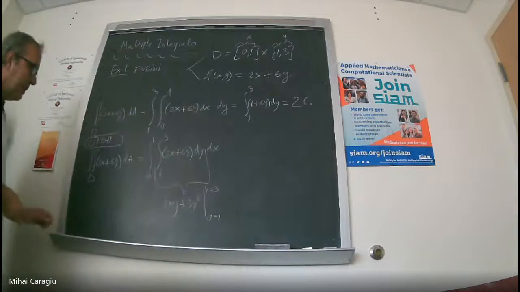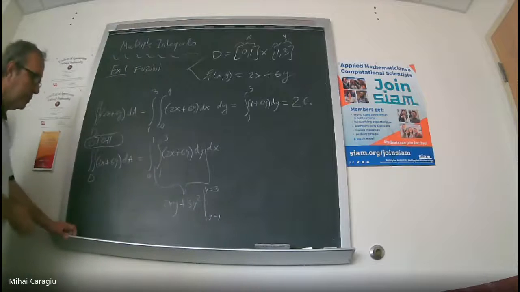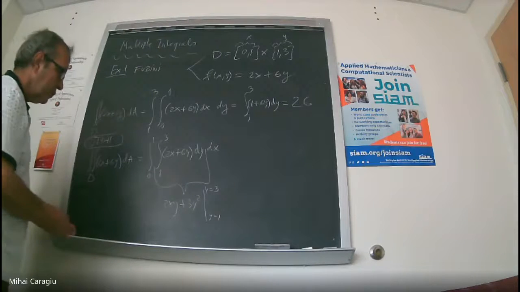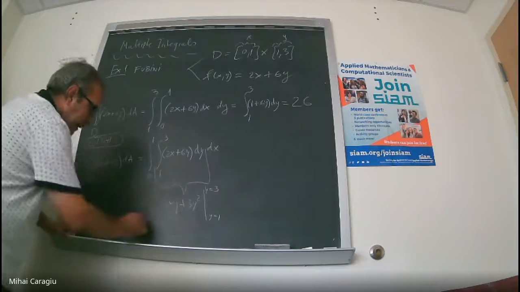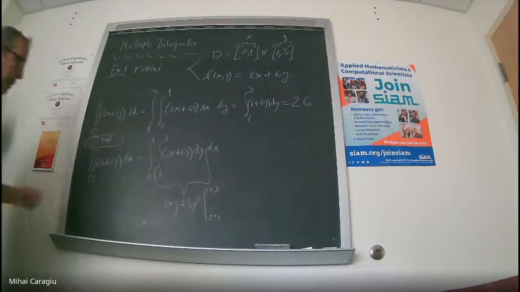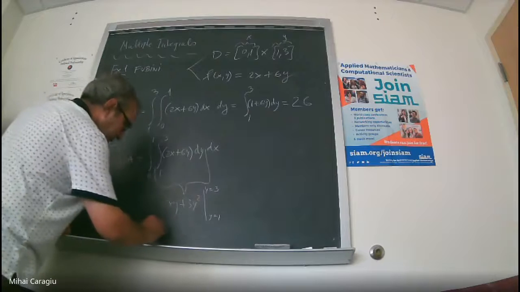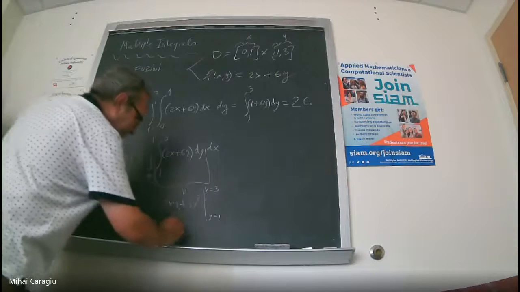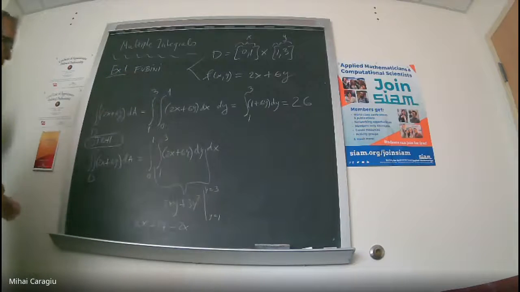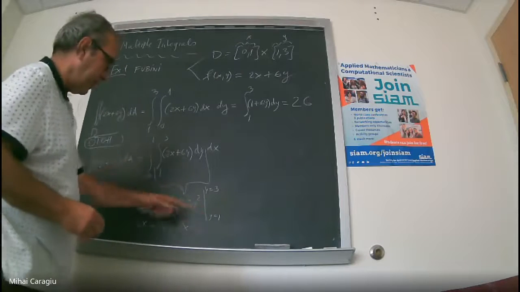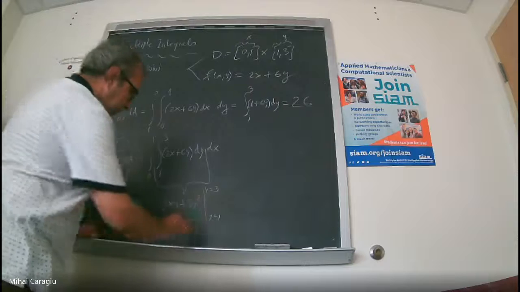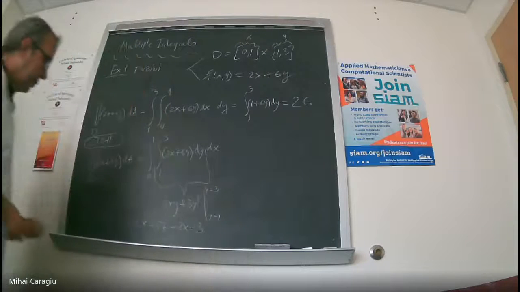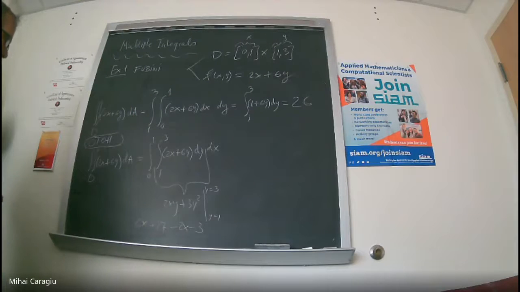So again, let's calculate this exactly. If y equals 3, it will be 6x plus 27. If y equals 1, we subtract the value: minus 2x minus 3, which will be 4x plus 24.